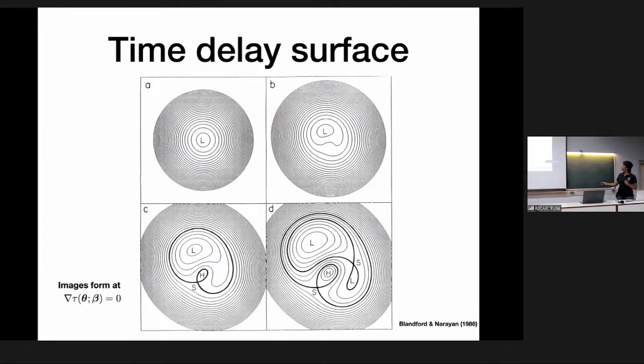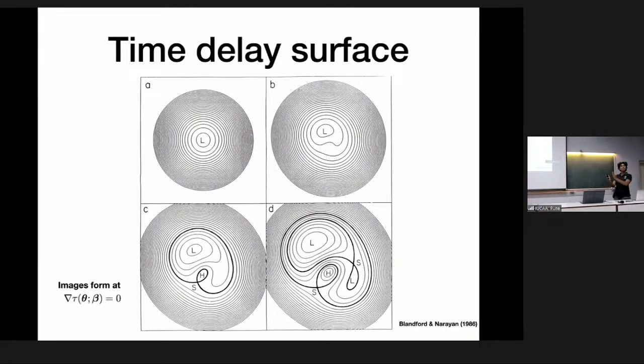In this particular case, the L here stands for low. It doesn't stand for length. When we say L here, it means it is a minimum in the time delay surface. This is the case where there is no lens in the foreground. This is just the source, which is at the minimum of this time delay surface. So this is what happens when you have no lens at all. But now if you introduce a lens, which is some massive object in the line of sight, you can see how it starts to perturb this time delay surface.